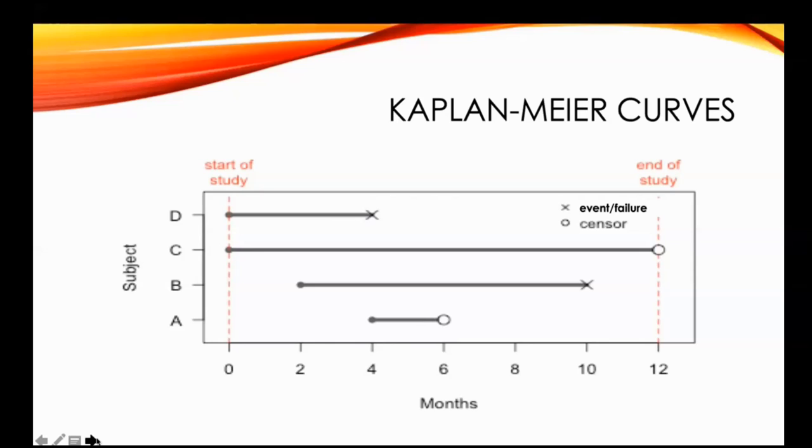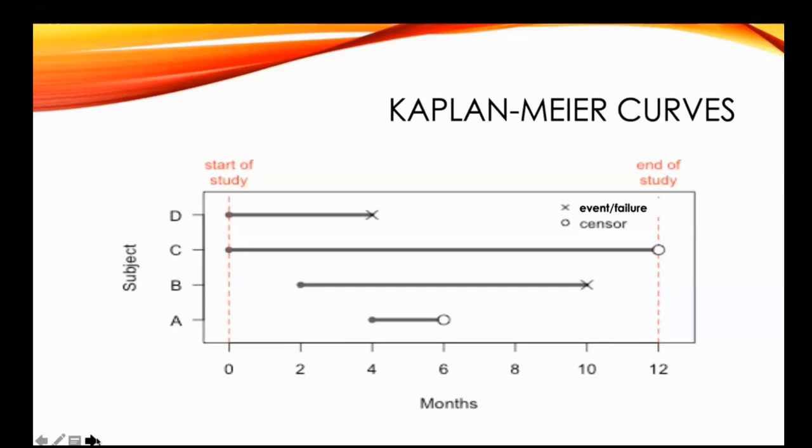And compare that to subject B, who starts in enrollment at 2 months, and then the follow-up ends at 10 months. So subject B is actually in this analysis longer, for 8 months, than subject D, even though subject D was enrolled first.